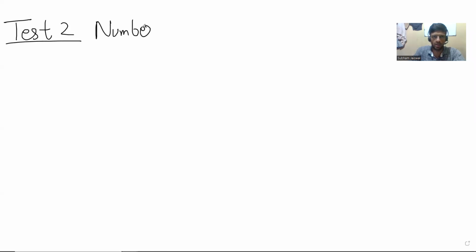What is this? Yeah. So this is test 2, right? Test 2, number theory. So I don't know if you guys remember, but if you do, then how did you find the test? Please share your experience. Anything, just say.